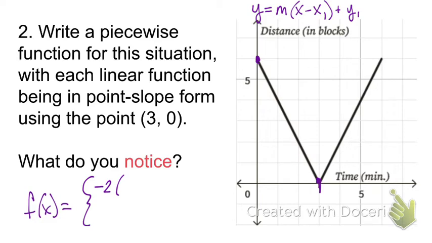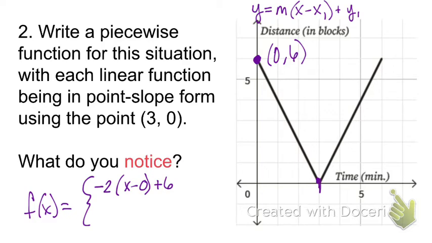Then I need a point, any point on this line. I'm going to take this point right here at the y-axis. What is the coordinate for that point? 0, 6. Yeah, it's 0, 6. So we'll plug that into the equation. y equals m times x minus x1 plus y1. So we'll take x minus 0, that's the x portion of the coordinate, plus 6, which is the y portion of the coordinate.